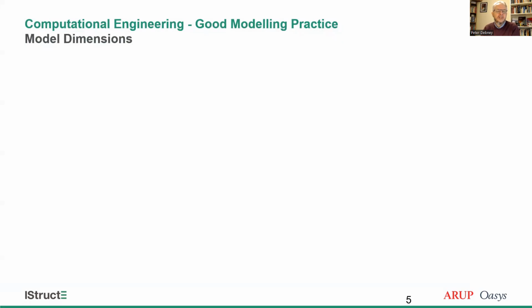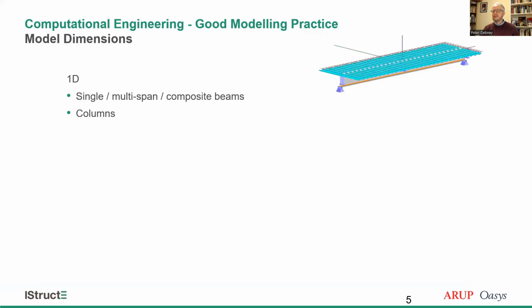So first of all, the dimensions of the model. The three dimensions, in fact. One-dimensional models, we'd be just looking at a single beam, multi-span beam, composite beams, that sort of thing. Best looked at in just a one-dimensional model.